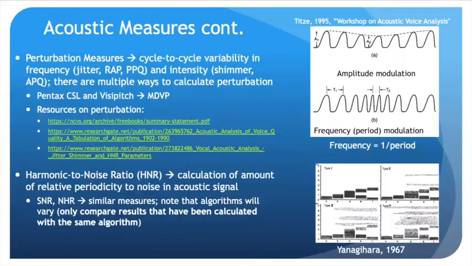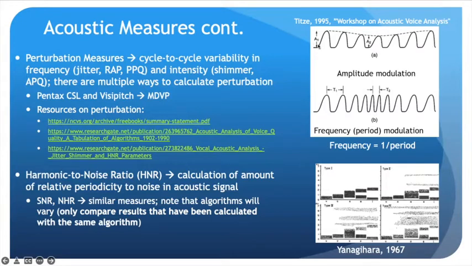Peak clipping. Relative to acoustics, there are also perturbation measures, which are cycle to cycle variability in frequency, for example, in the case of jitter, RAP, PPQ, and intensity in the case of shimmer and APQ. There are multiple ways to calculate perturbation, and so I've provided a little bit of information about perturbation in these articles here. Pentax Medical produces the Computerized Speech Lab as well as the VisiPitch, which can be used to assess perturbation via the Multidimensional Voice Profile software program. So this is something to check out.